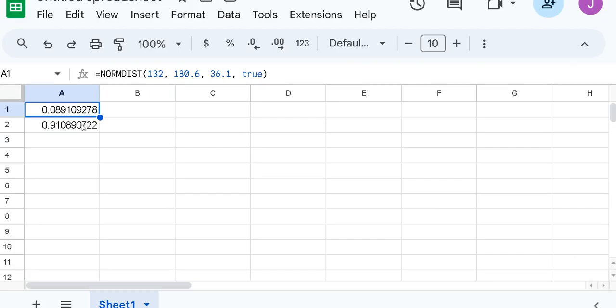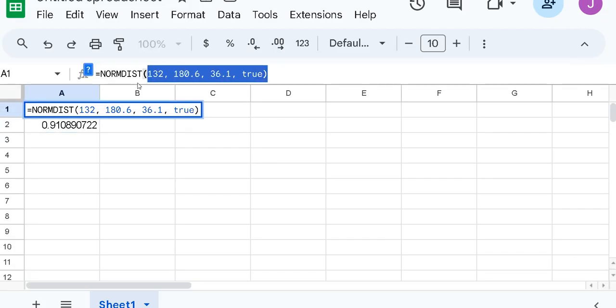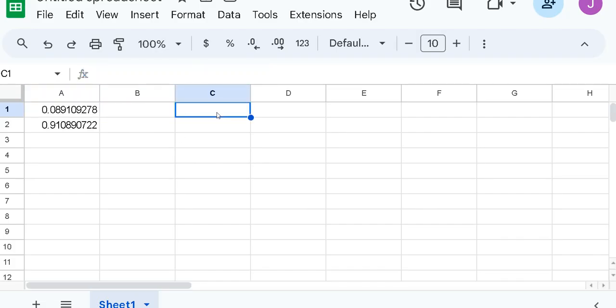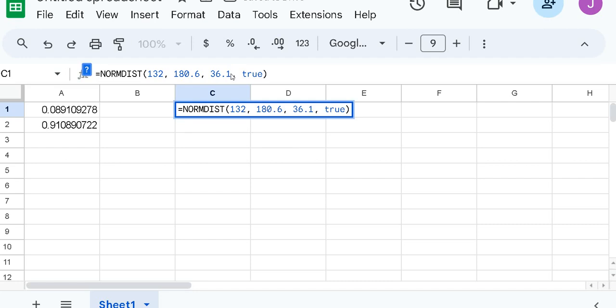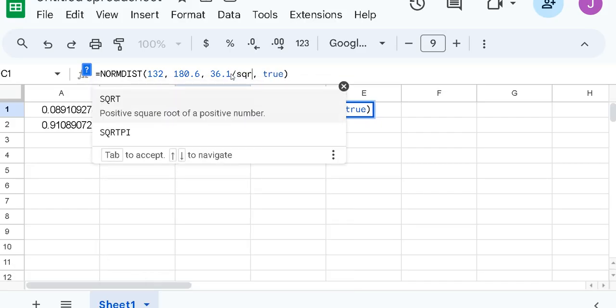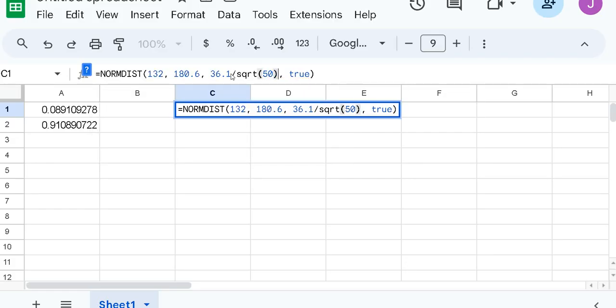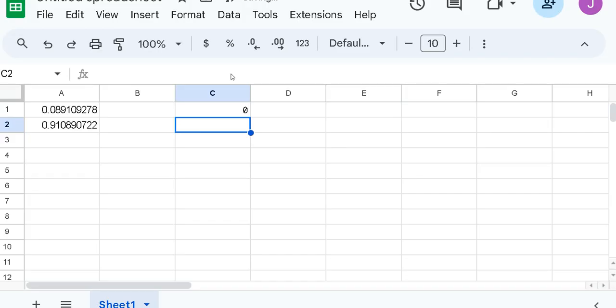So I'm just going to copy this calculation here. Let's put it in a different cell. And what I've got to do is edit this. Now I'll give you a couple ways you can do this. You can take this and divide by SQRT. What's SQRT stand for? Square root. Square root of 50, like that. And wow, you're getting zero. So the second part of this would be 1 minus that. And of course you're getting a probability of 1. Basically, it's 100% certain that the boat's going to be overloaded, is what it's saying.